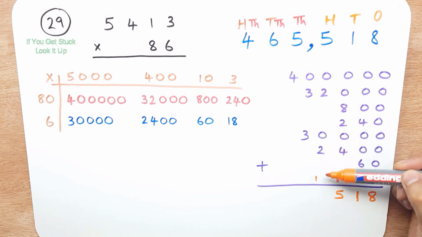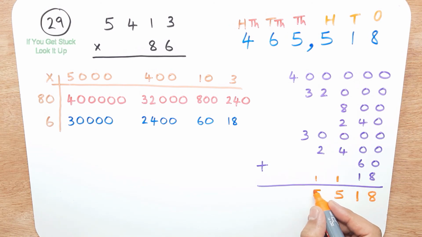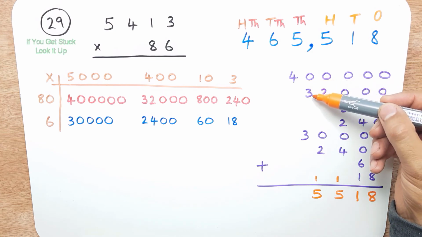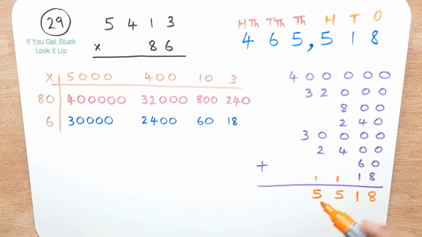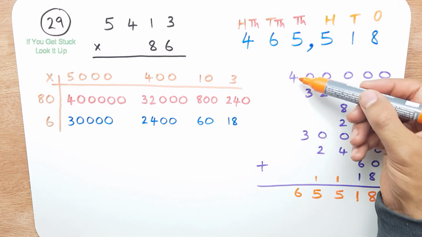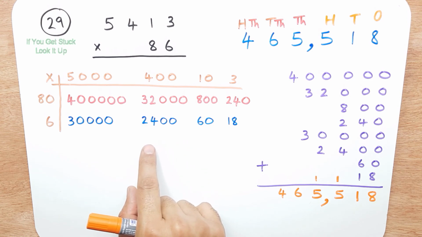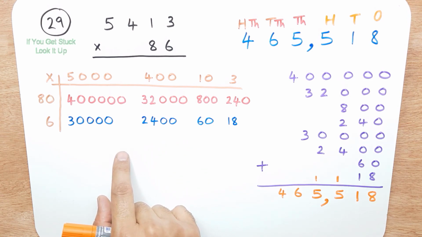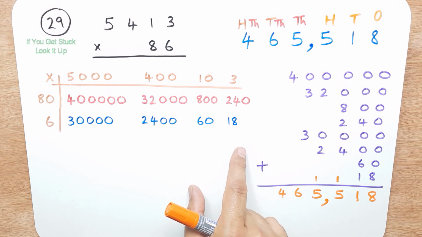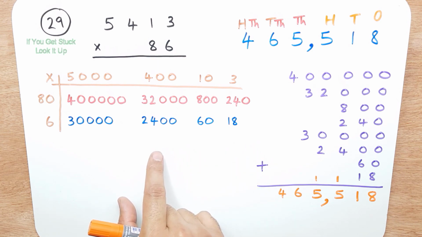2 add 2 is 4, plus the 1 is 5. 3 add 3 is 6. And you have 4. As before, 1, 2, 3, comma. So this is your thousands. So it's 465,518. It's exactly the same as that. So whichever method you want to use, whether it's the traditional column multiplication or the grid method, you decide, but make sure you show your solution.